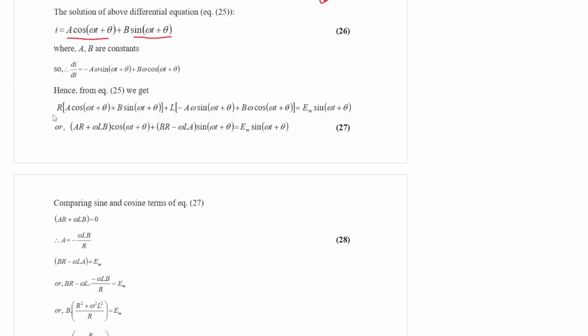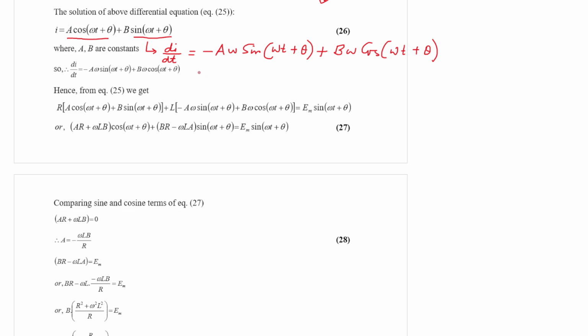So if we take the derivative of this equation, from this equation dI/dt, you see the cosine derivative is minus sine, so it will be minus A omega sin(omega t plus theta) plus, now the derivative of sine is cosine, so it will be B omega cos(omega t plus theta). So this is dI/dt and this is I.